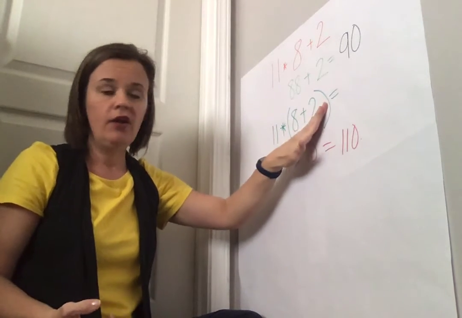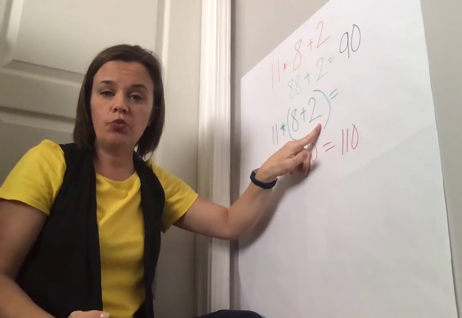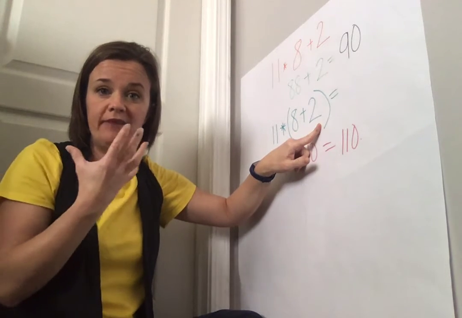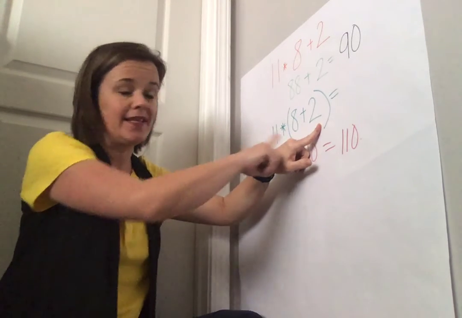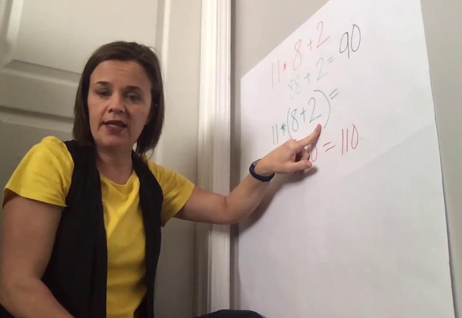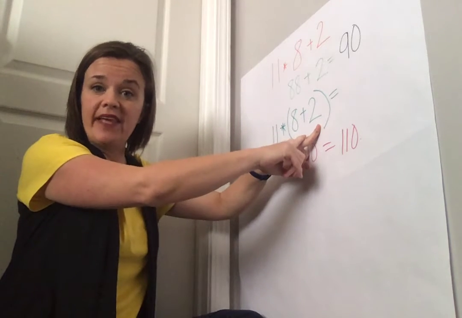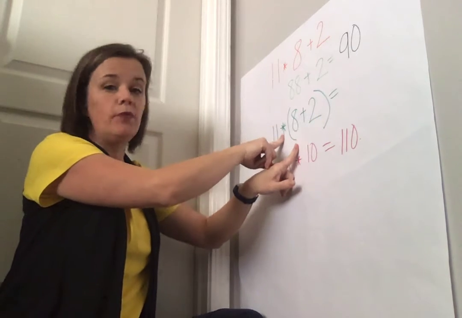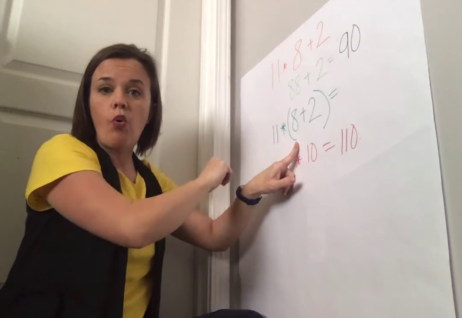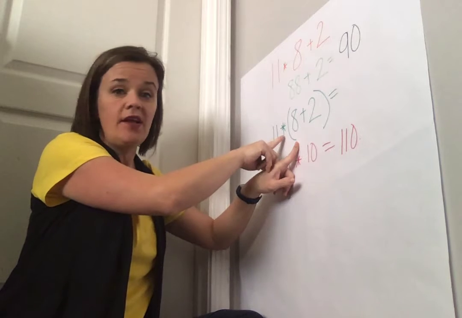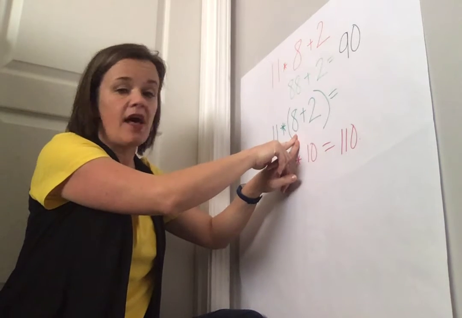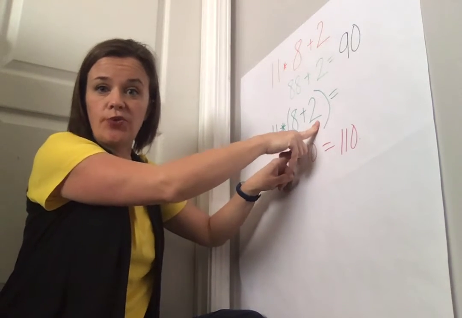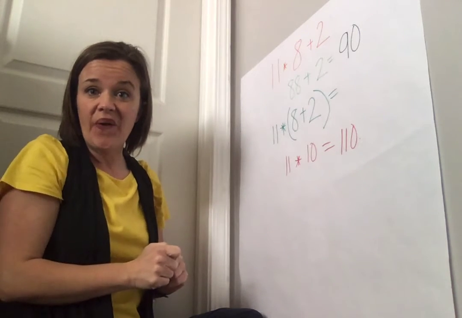Okay, so essentially what you're doing is you have to look in the parentheses first, and you have to say what's happening in there. Well, 8 plus 2, we know that a sum is the answer of an addition problem, right? So I would say the expression, the sum of 8 plus 2 multiplied by 11, or I could say 11 multiplied by the sum of 8 plus 2. Does that make sense?